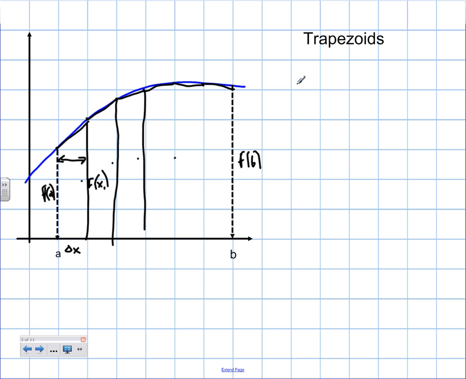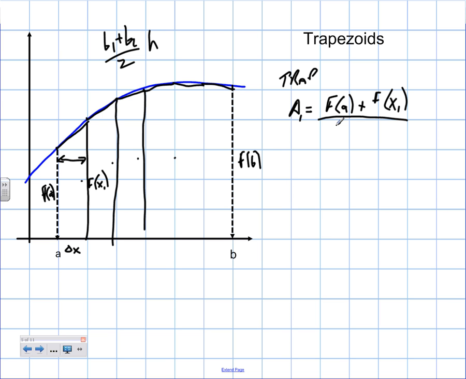So if I look at my first trapezoid, trapezoid number 1, its area is base 1, which we're going to call the f of a, plus the f of x sub 1. Okay, so add the two. Remember how to find the area of a trapezoid is b1 plus b2 divided by 2 times the height. Okay, so b1 plus b2 divided by 2, the height is delta x.